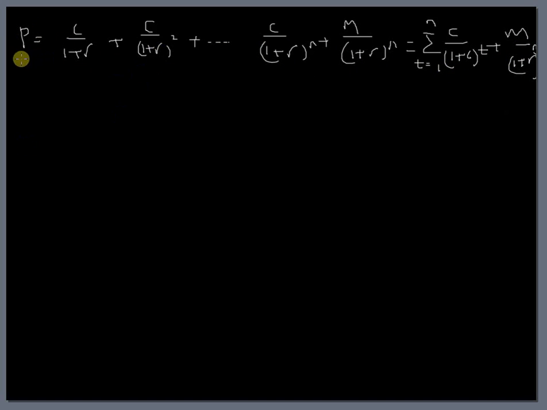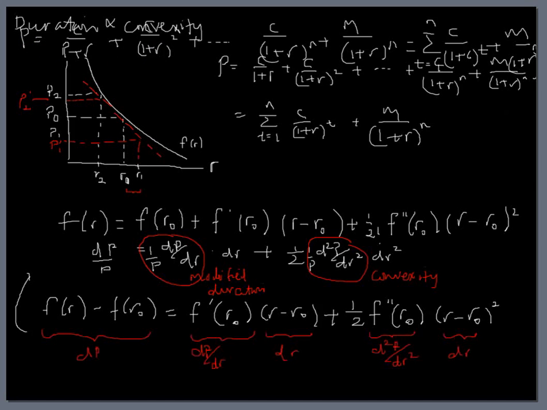I want to differentiate this with respect to R, okay, because let's look at the convexity formula. The modified duration. We have this dP over dr. I want to write this notation using an expression.